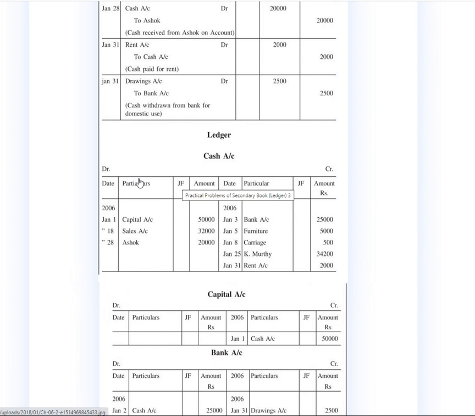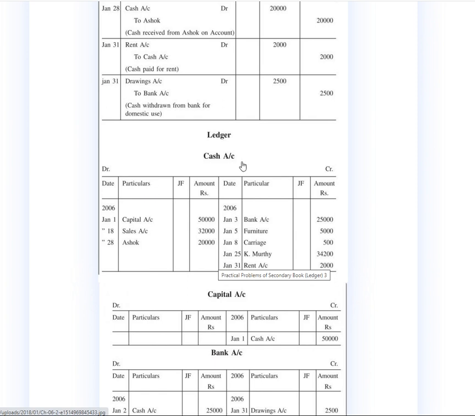You can see why we call this a T-form account. This horizontal and vertical line divides the account into two sides, left side and right side. On the left side you can see date, particulars, journal folio, like we have in the journal entries. Here we write the journal folio, the page number of that particular journal entry. Next, the amount. The right side also has the same items: date, particulars, journal folio, and amount in rupees.